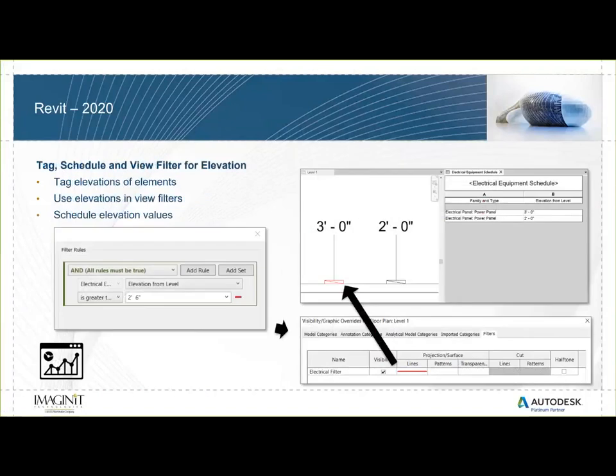I think this is another long time in coming, to be able to tag, schedule, and create view filters for elevation. So I can tag an elevation's height in the plan view. I can create filters and rules for that as well. And of course I can schedule it, so I can actually get that in the schedule.